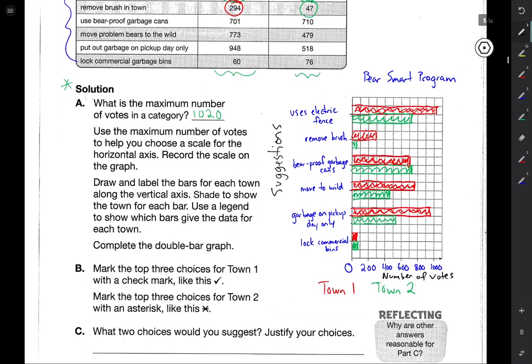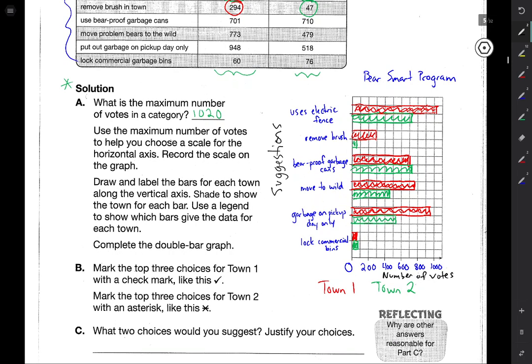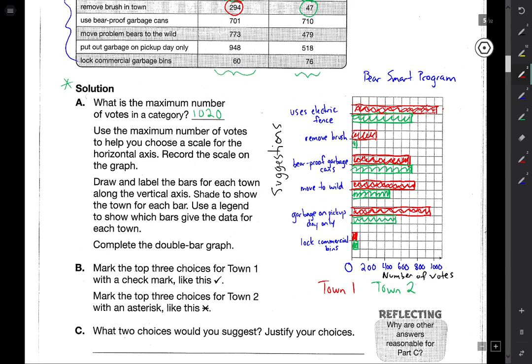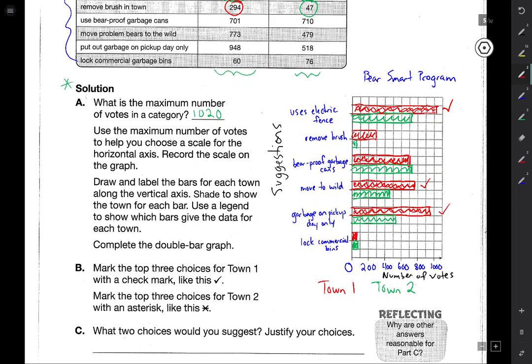So in part B, now they want us to analyze this data a little bit. They want us to mark the top 3 choices for town 1 with a check mark. So let's see what 3 got the most votes for town 1. Town 1 I have in red. The 3 highest ones would be the electric fence, the garbage on pickup day only, as well as move to the wild. And then the top 3 for town 2, let's mark them with an asterisk.